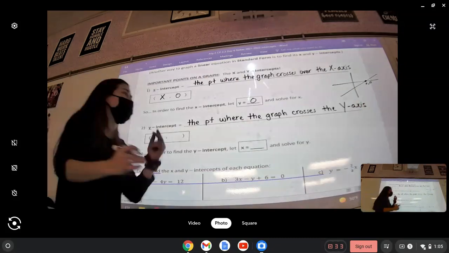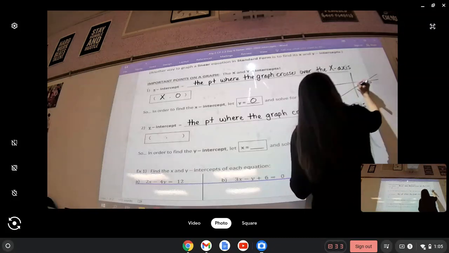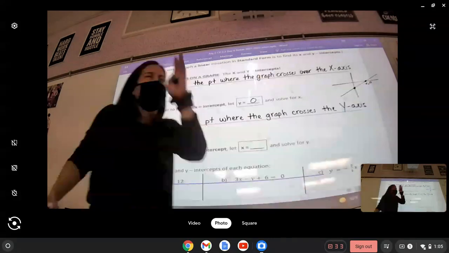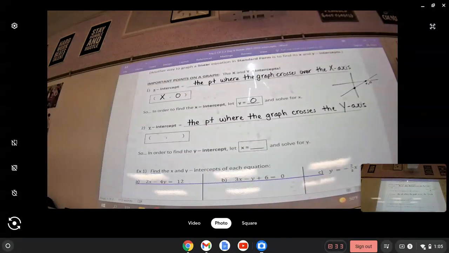So again, just to give you that visual, if you're looking at this line, that point right there would be called the y-intercept. It's right on the y-axis.